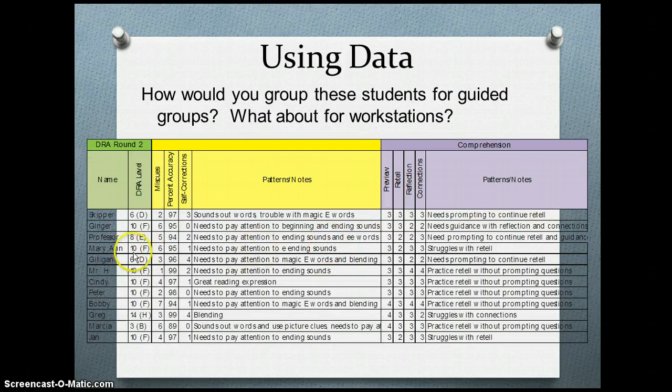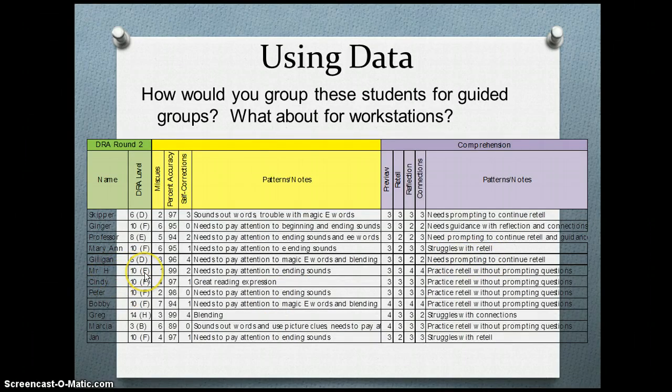So then we have Marianne, 6 miscues, 1 self-correction, needs to pay attention to ending sounds, struggling with the retell. Gilligan needs to pay attention to magic E words. So I'm already seeing there are a couple of people needing help with magic E, and then again more prompting for the retell. So I'm noticing as a class needs some help with basic retell, and that might be something I teach the whole class in a mini lesson.